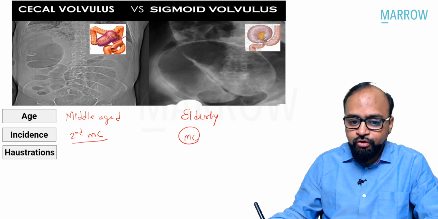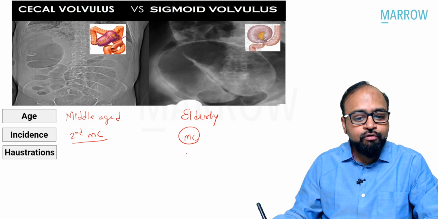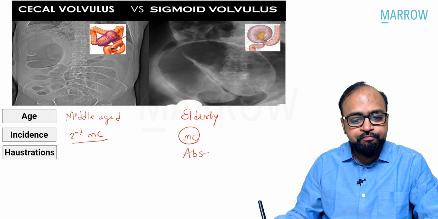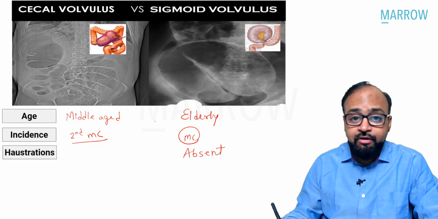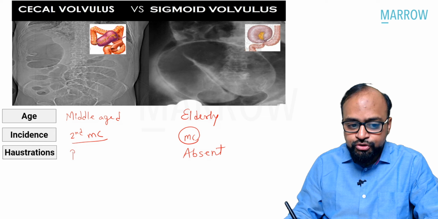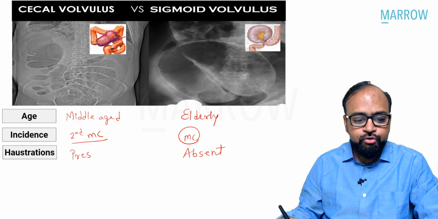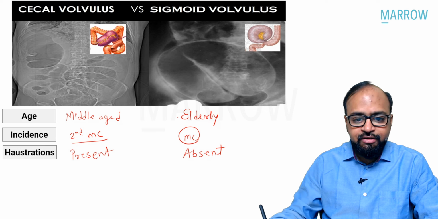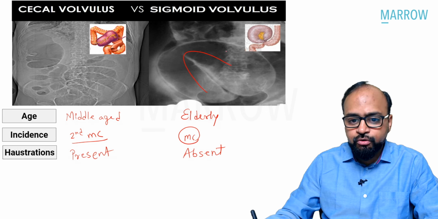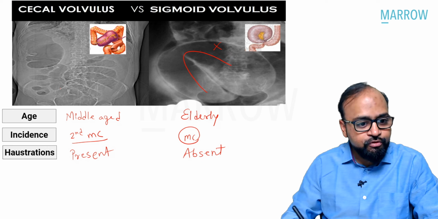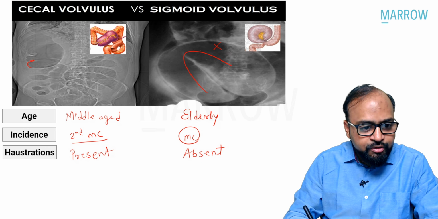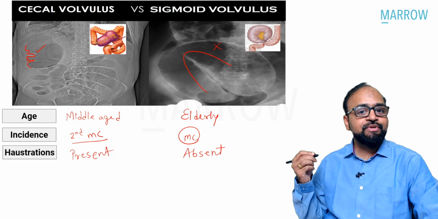Haustrations. Remember, we have already seen that in a sigmoid volvulus, haustrations are going to be absent, whereas in a cecal volvulus, the haustrations are always present. See here, in this dilated loop, there are no haustrations, which is seen in sigmoid volvulus. Look at the dilated loop of the cecum here. Can you see there are haustrations which are visible? So haustrations are present there.